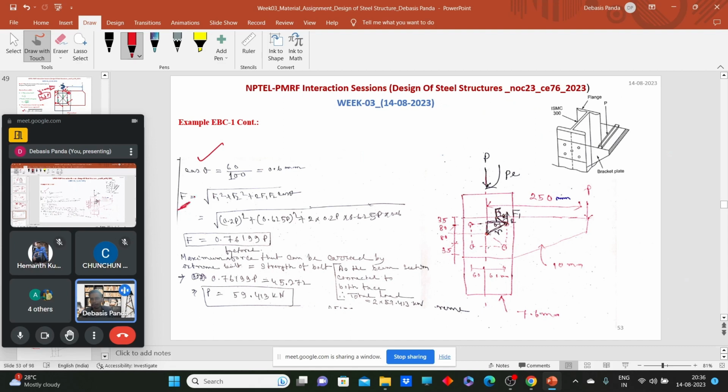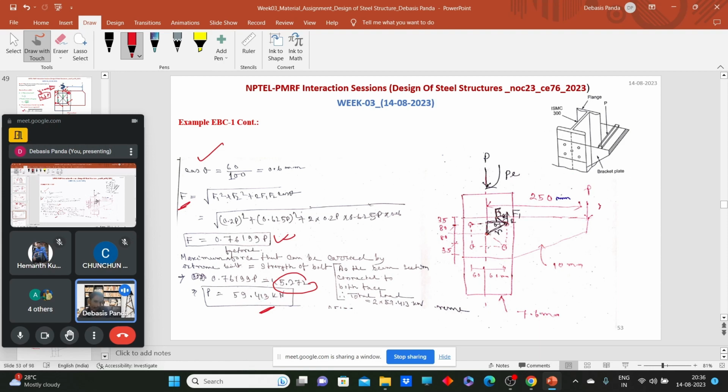Now we calculate the resultant force under root of F1 square plus F2 square plus 2 F1 F2 cos theta. So put all these values. So this will be our resultant stress at the extreme bolt. Now we have to equate this resultant stress with the strength of the bolt. The strength of the bolt was 45.272 kilonewton. If we equate it, we get P equals 59.413 kilonewton.